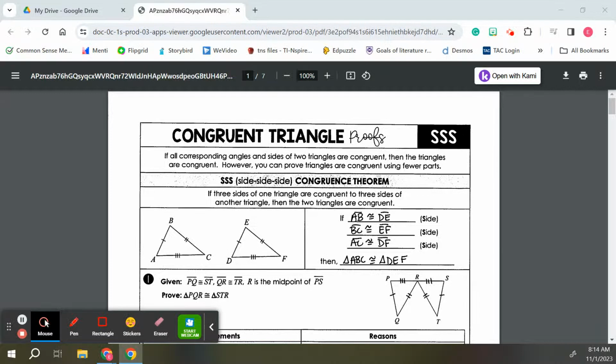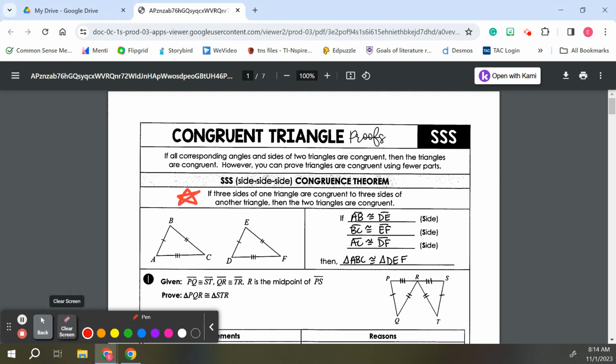Okay, so looking at our note sheet, we're talking about congruent triangle proofs. First thing we're going to talk about is SSS, which is side, side, side. That is a congruence theorem: if three sides of one triangle are congruent to three sides of another triangle, then the two triangles are in fact congruent. This is what you're going to want to star or highlight, okay?